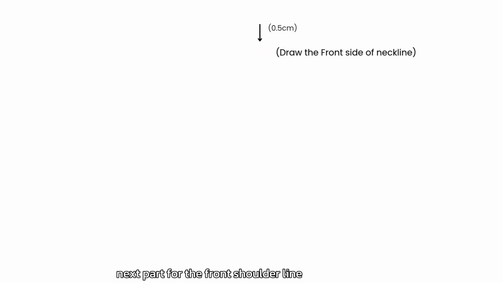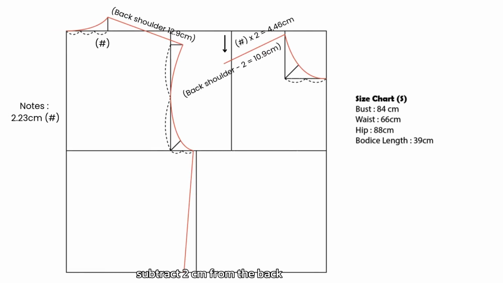Next part, for the front shoulder line, subtract 2 cm from the back shoulder width, which equals 10.9 cm. The shoulder of the front bodice is always shorter than the back bodice. From the mark point, go down around 4.46 cm. This number uses the back bodice neckline point of 2.23 cm; the helper point here is 4.46 cm, 2 times 2.23 cm. After we have the mark, draw the shoulder line of the front bodice, measuring 10.9 cm from the neck point. Follow the illustration.